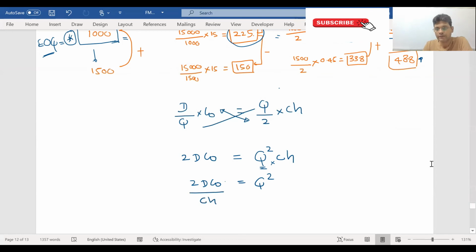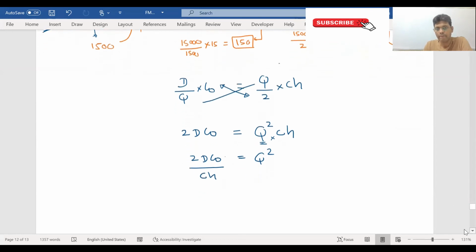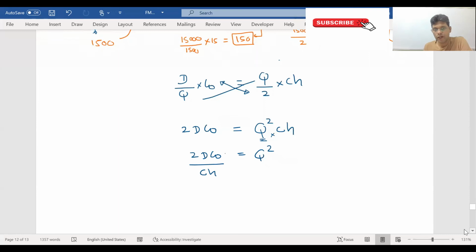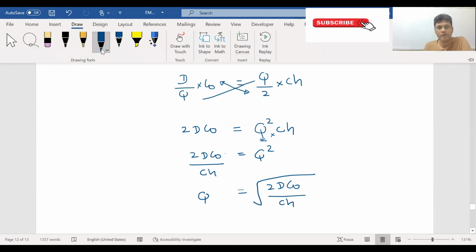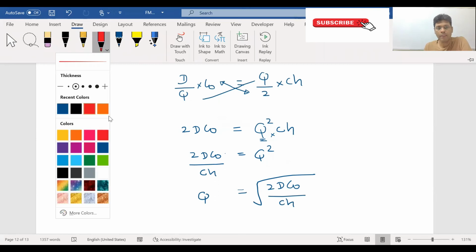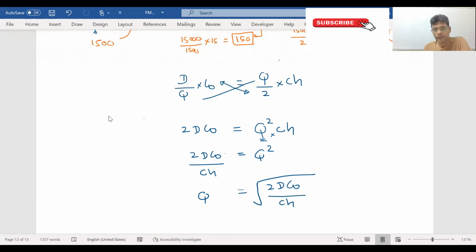Then since we need to identify Q, when you take the Q squared to the other side, it will be the square root of 2DCo divided by Ch. So this will be the formula that you need to use. If you use it, you can arrive at the economic order quantity.